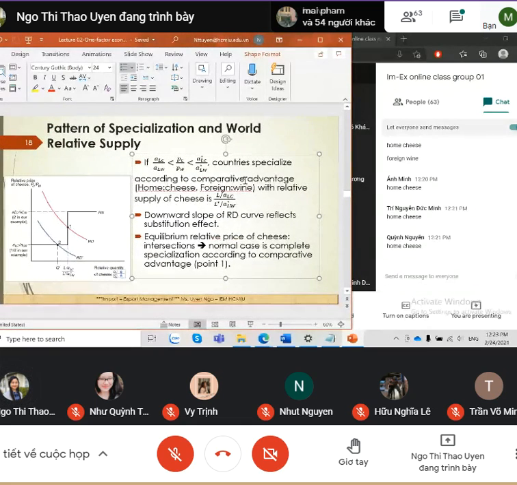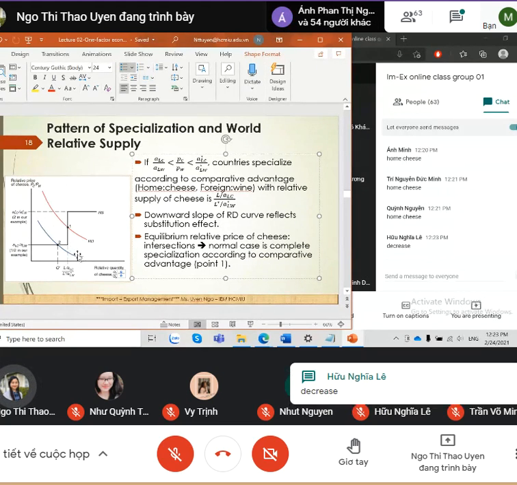Everyone, if we increase the relative price, the relative quantity of cheese, increase or decrease?